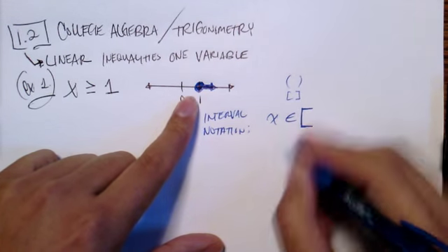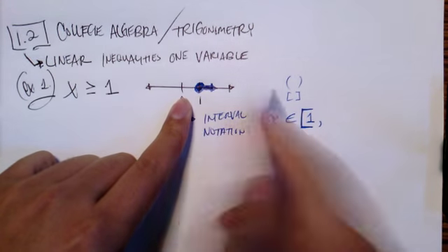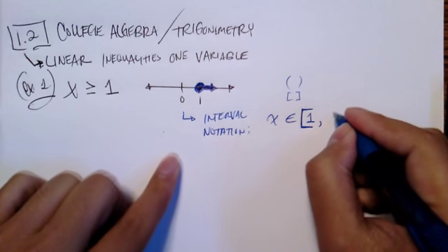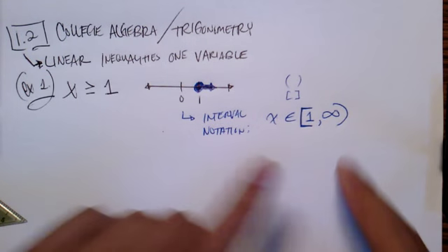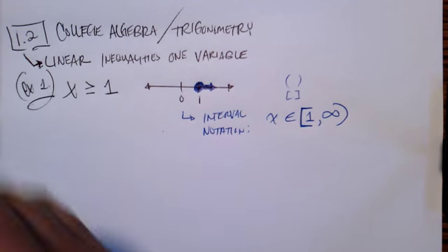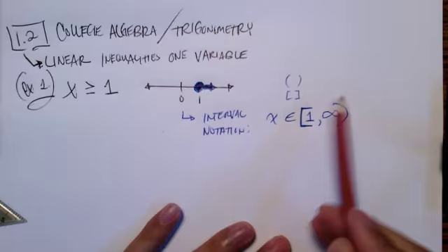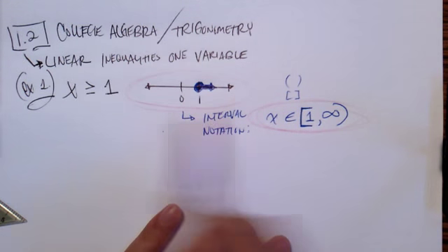Then you put the element, which is 1, and you denote that it goes in the positive direction to infinity. Here's the thing: it's bounded on one side and unbounded on the other. You can't bound infinity. So this would be the interval notation, and this would be the graph.